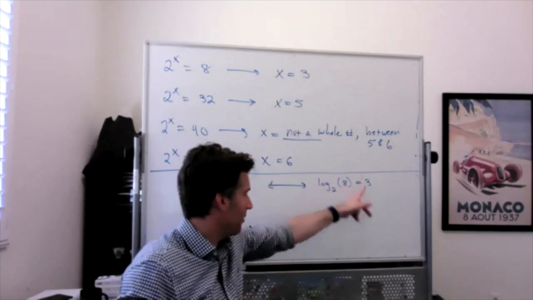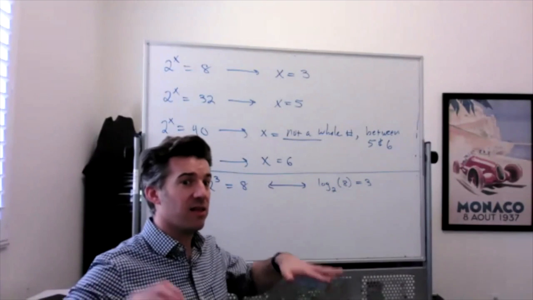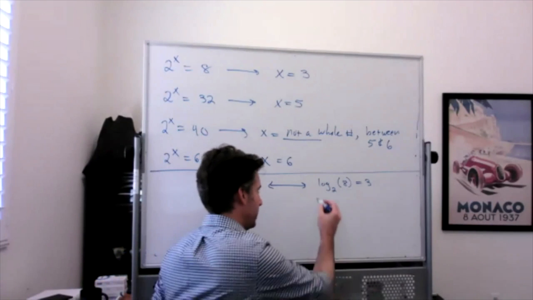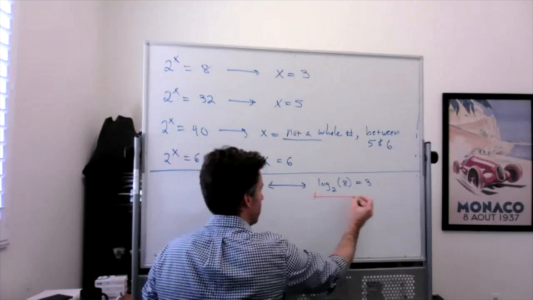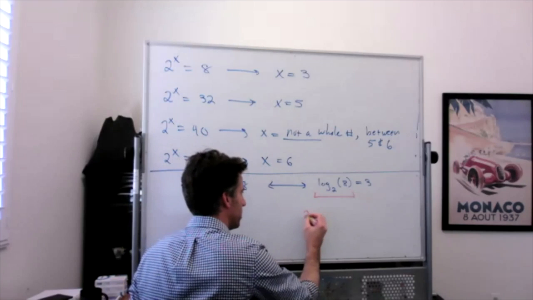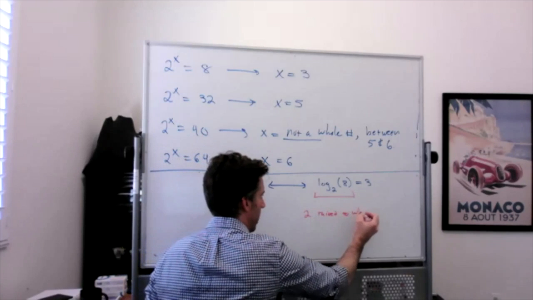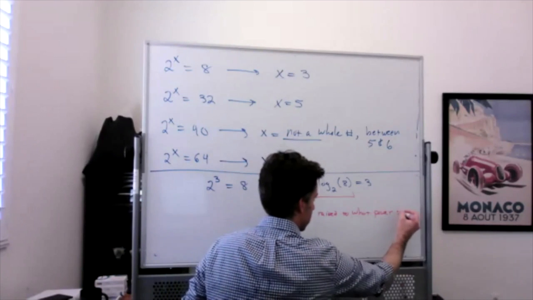So when I read this, I do say those words. I say log base 2 of 8. But then the other words I say in my head, when I see this, I'm going to use a different color here. The words I actually say in my head are 2 raised to what power equals 3.